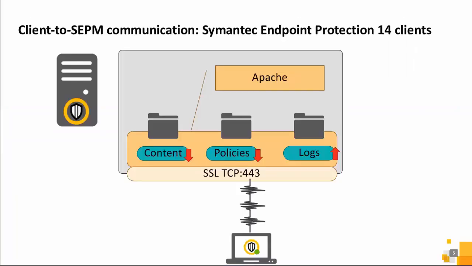The Symantec Endpoint Protection Manager, also known as the Management Server, includes two servers. The Apache HTTP server provides communication to the client to deliver content and policies and enables the client to upload logs. By default, clients initiate communication with the SEPM over TCP port 443 at a pre-configured interval known as a heartbeat. The Apache Tomcat server, which is not shown here, is an open-source servlet container that provides a Java HTTP web server environment for Java code to run on SSL TCP 8443.